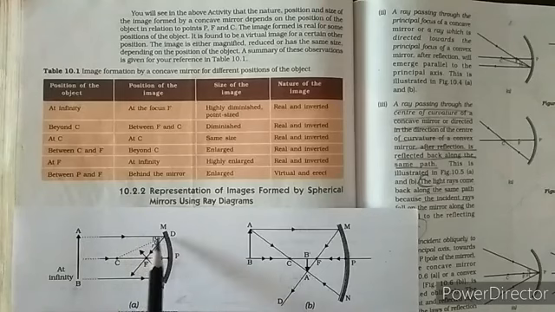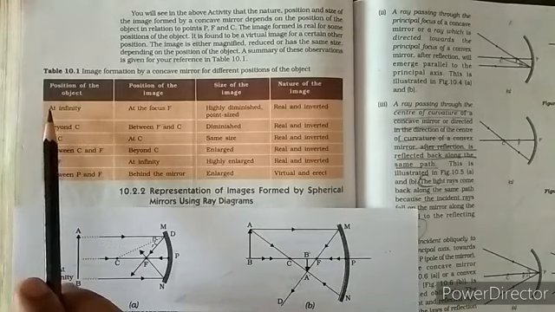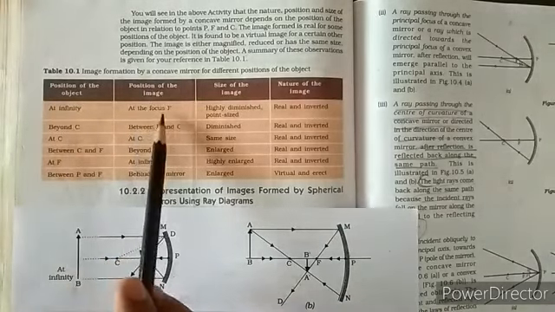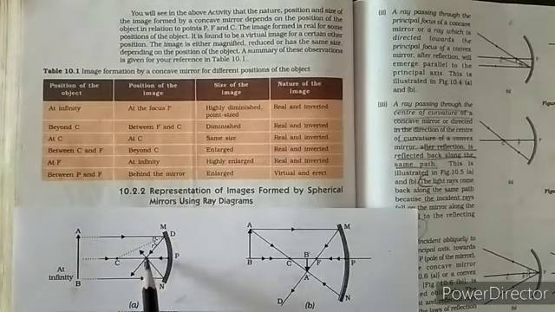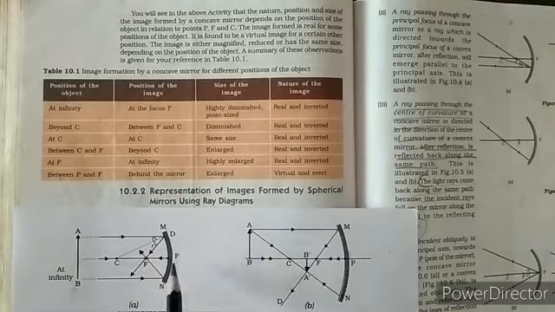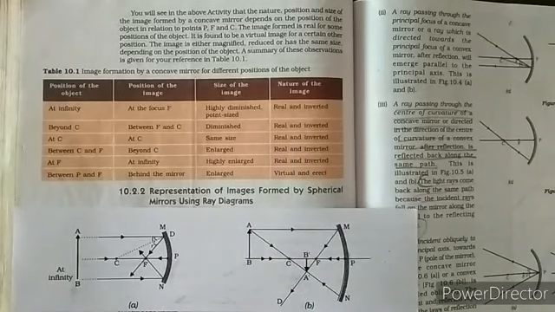And two rays of light parallel to principal axis, one up, one down. After reflection, they will meet at F. Okay, so that's in the first one, first column, the table. At infinity, position of the object, position of the image at the focus, and highly diminished, point sized, because they both meet here. So it is point sized. And the nature, because it's on the same side, it is real, and though small, it is inverted.